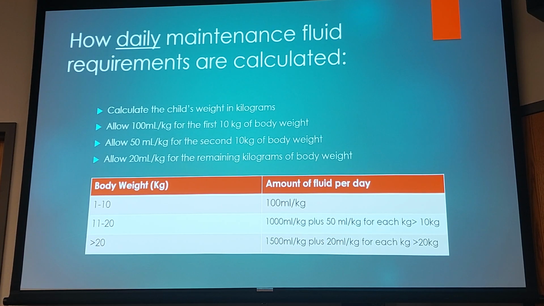All right, so the first 10 kilos of body weight. We're going to do 100 milliliters times the first 10. So that's 1,000. Just to start. We have 19 left to work with, okay? That's where it gets kind of confusing. Like, what do you mean the first 10, right? So now what do we have? We have 50 milliliters for the second 10. We have another 10 left.